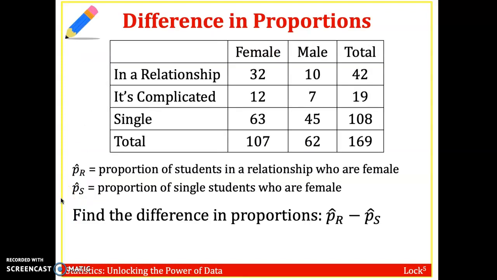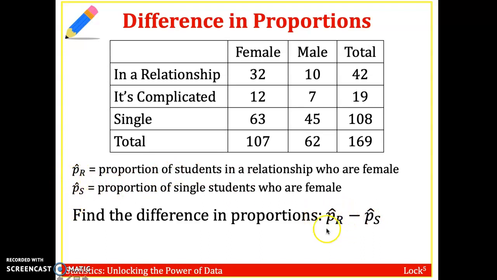Okay, so let's look right here. One more example in this video. P hat r, we're going to define as a proportion of students in a relationship who are female. P hat s is the proportion of single students who are female. I can encourage you to, if you want, pause the video, see if you can write down those proportions and calculate the answer.